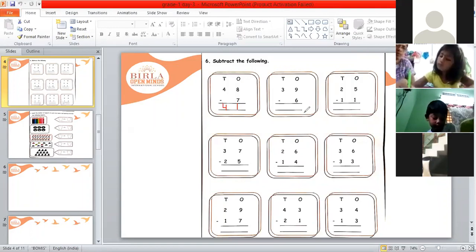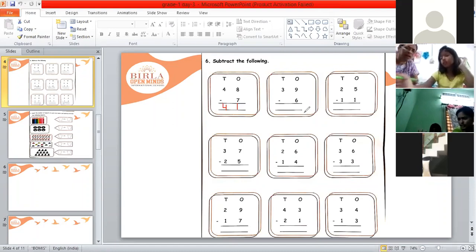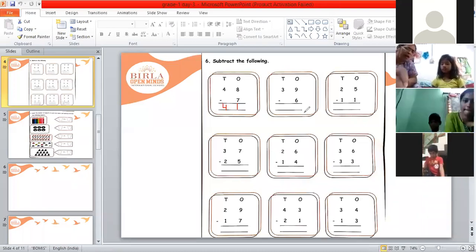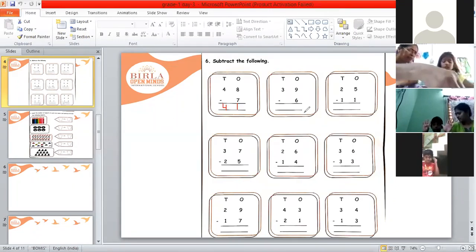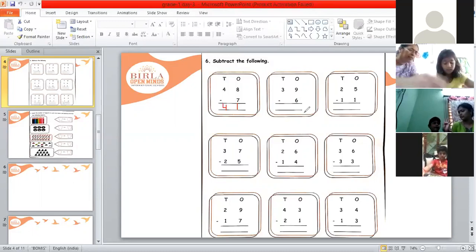Very good. So how many fingers we'll take out? 9. Show me your 9 fingers quickly. Rohit, I am unable to see your fingers. Now from these 9 fingers, how many fingers you will remove? 6. Very good. Now remove 6 fingers. 1, 2, 3, 4, 5, 6. How many are left? 3. So we'll write 3 in ones place.